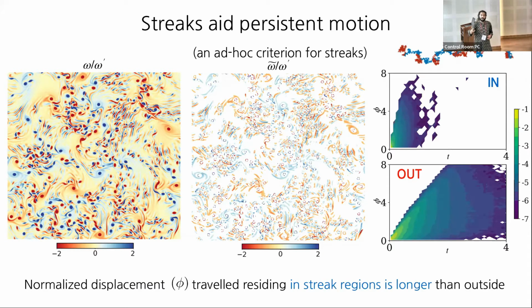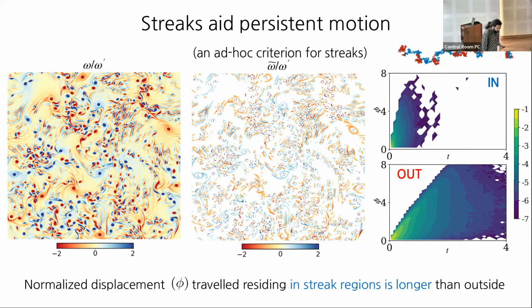So you have a joint distribution there of a normalized displacement when the particle is within streak regions, and the x-axis is the residence time, and outside of streak regions. And what you see is that, well, you spend less time in the streaks. That's because these are very sparse. They die off as well. But what you notice is that this slope is much steeper. So when you're in the streak regions, you're more likely to travel farther. And this really helps us quantify to some extent that the streaks do aid in persistent motion in our system.